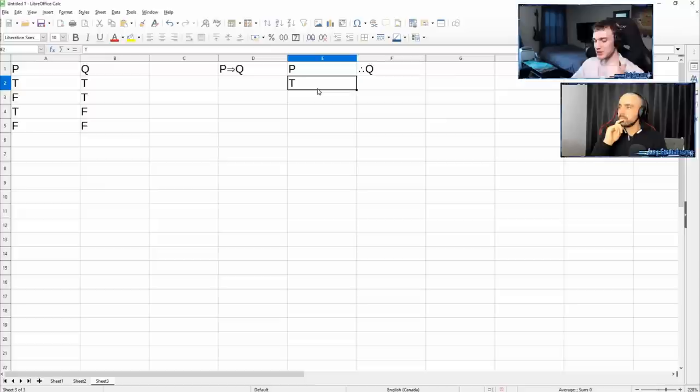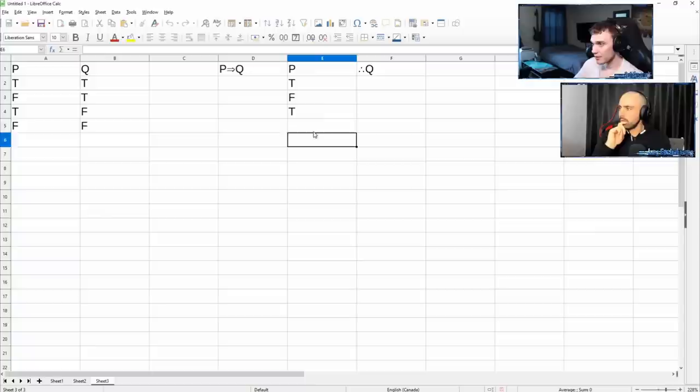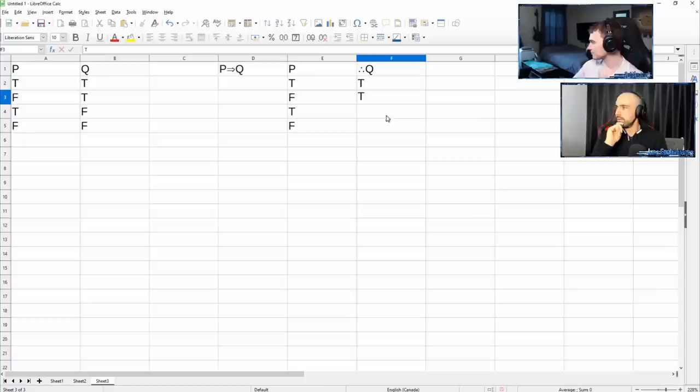But for P, let's just go through. First row is true. What's the second row? False. Next? True. Next. And then false. And then what about Q? True. True. False. False. Okay, so we've got the table mostly filled out now.